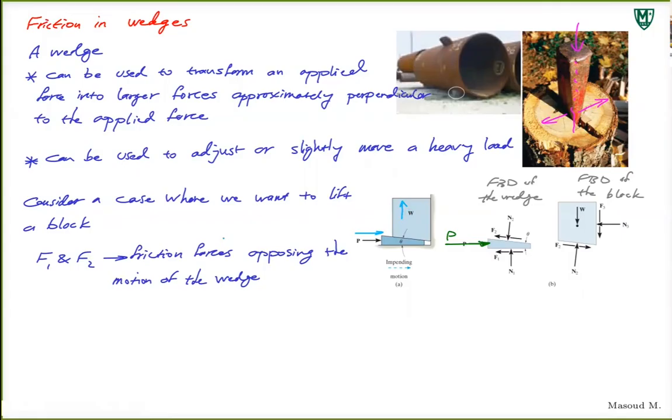That means F3, which is the friction between the block and the wall, should be downward, preventing this motion from happening. Right? So F3 is the friction force on the block from the wall, right?